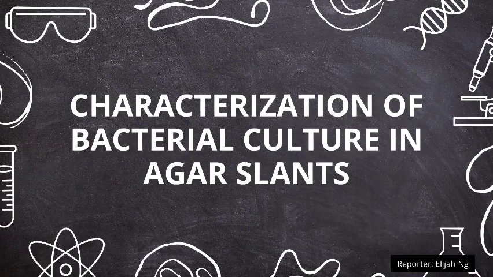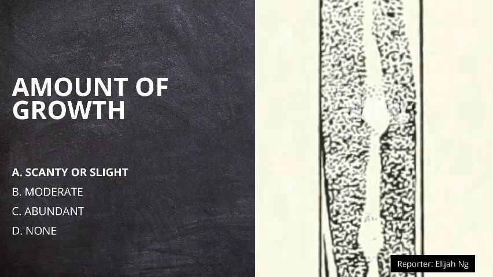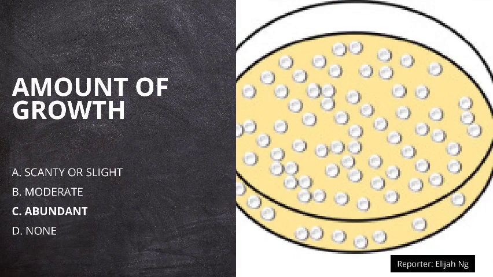Now, the second part is the characterization of bacterial culture in agar slants, and it will be presented by me, Elijah Nang. Examination of an agar slant culture must include the following. The first one is the amount of growth. The amount of growth has four different results. The first one is scanty or slight. The second one is moderate growth. The third one is abundant, which means a lot of growth.